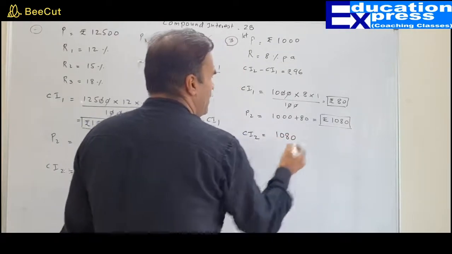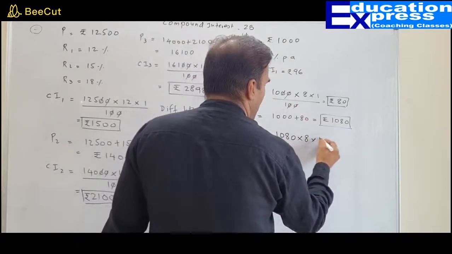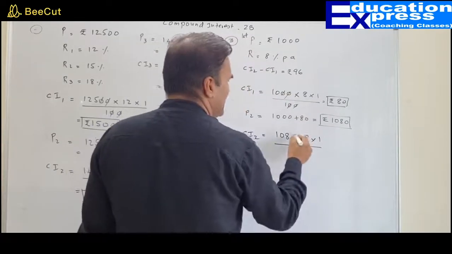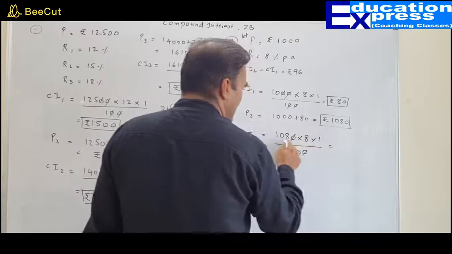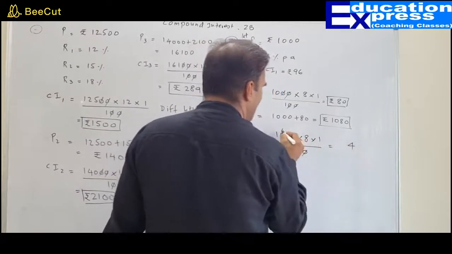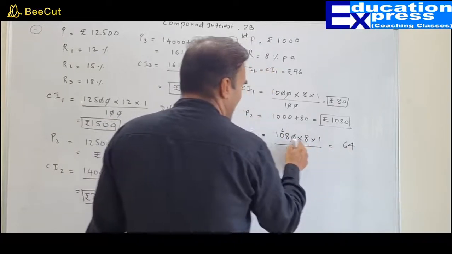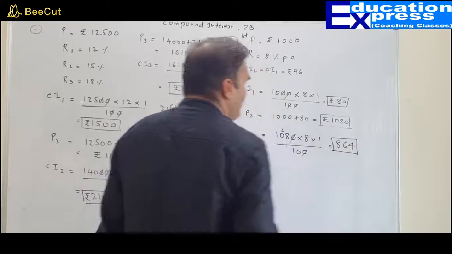1080 multiplied by, what is the rate? 8%. Multiplied by 1 upon 100. 0 cancels 0. Alright. So what do you get? 8 8s are 64. 4 carry 6. 8 into 0, 0 plus 6, 6. 8 1s are 8.